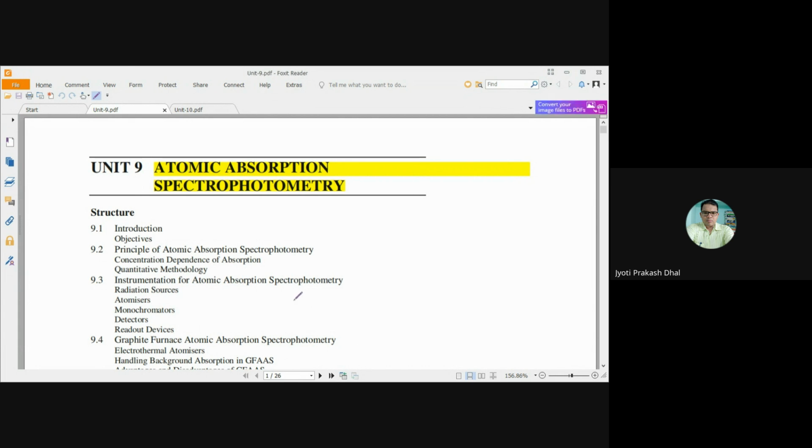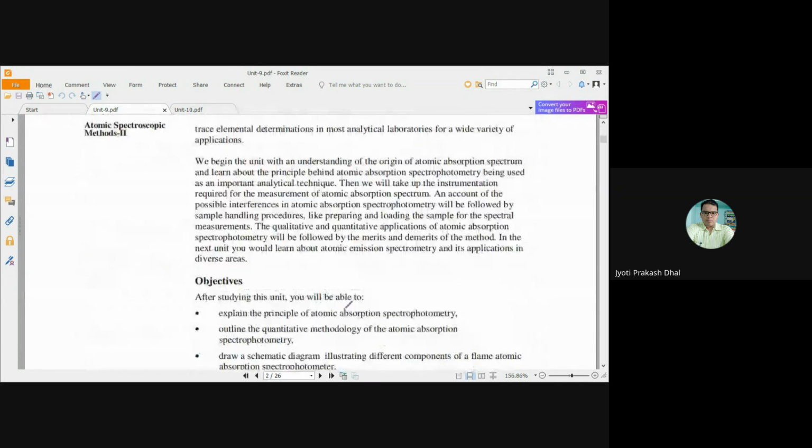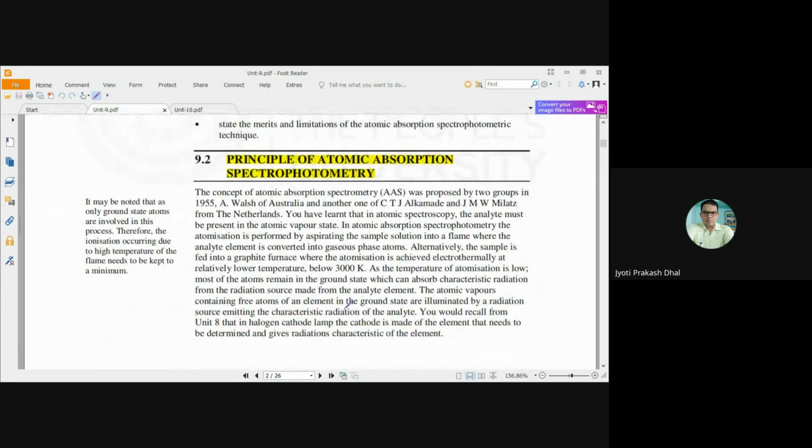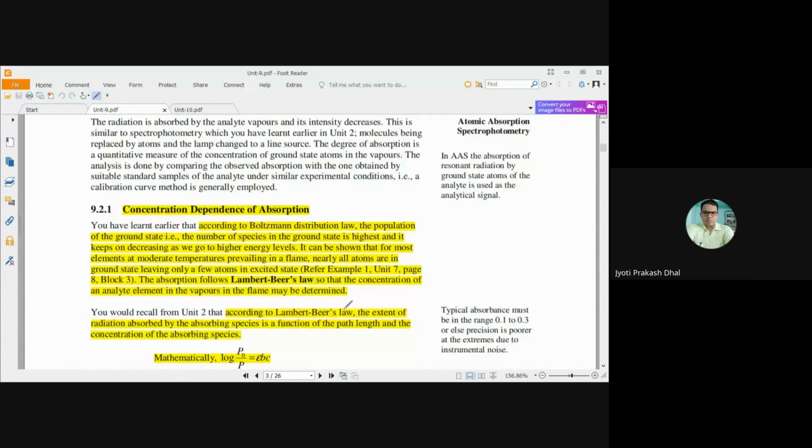Okay, so now we will start the next unit, that is atomic absorption spectrometry. So directly coming to the principle of atomic absorption spectrometry.